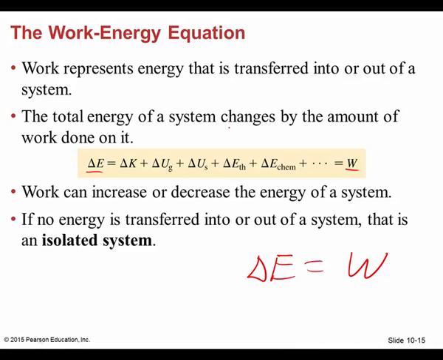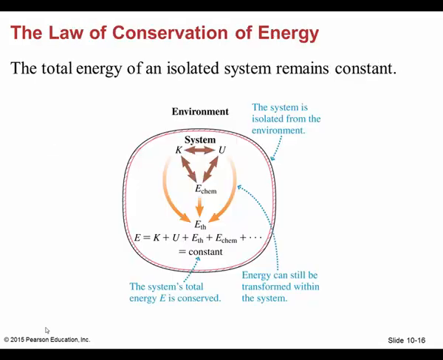Now, if no energy is transferred into or out of the system, that is an isolated system. In other words, if work in is equal to work out, then what have you got? It's equal to zero, isn't it? And so that's considered to be an isolated system. So the total energy of an isolated system basically remains constant. So what are we saying? We're saying that delta E is equal to work, okay? In other words, they're equal to each other, all right?